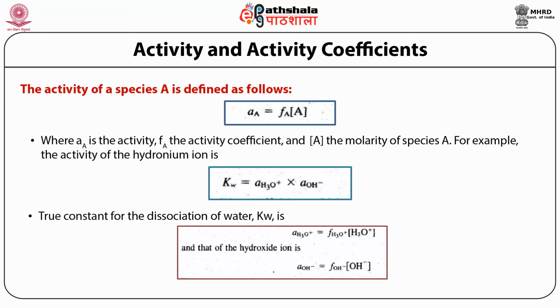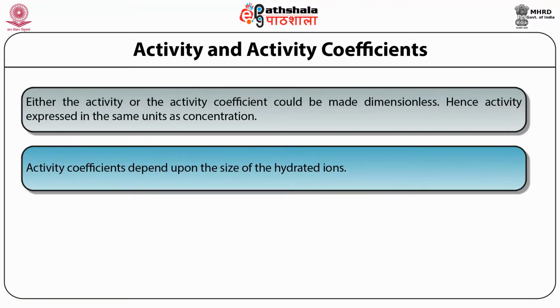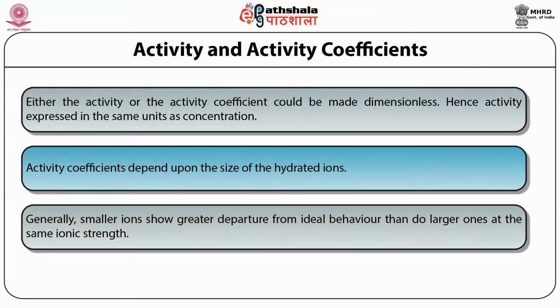The true constant for the dissociation of water, Kw, is equal to a_H3O+ times a_OH-. Either the activity or the activity coefficient could be made dimensionless. Generally, it is the activity coefficient which is so treated. Hence, the activity is expressed in the same unit as the concentration. The activity coefficient depends upon the size of the hydrated ions. Generally, smaller ions show greater departure from ideal behavior than larger ones at the same ionic strength.